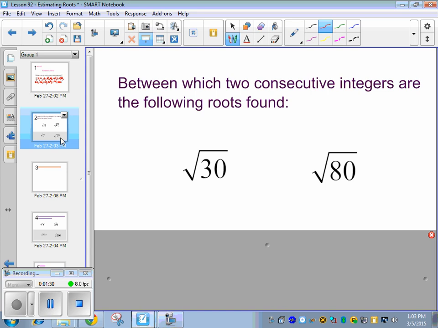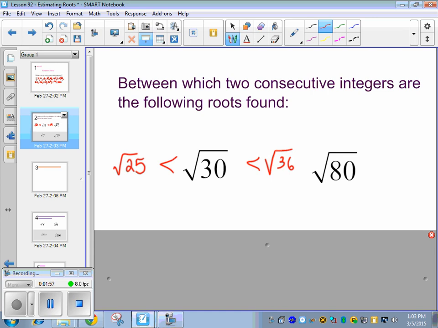So now we're going to estimate. Between which two consecutive integers is the square root of 30? Well, we know that the square root of 25 is 5. And we know that the square root of 36 is 6. So if we were to do the square root of 30 on our calculator, it would be like 5 point something. It would be a decimal, right?